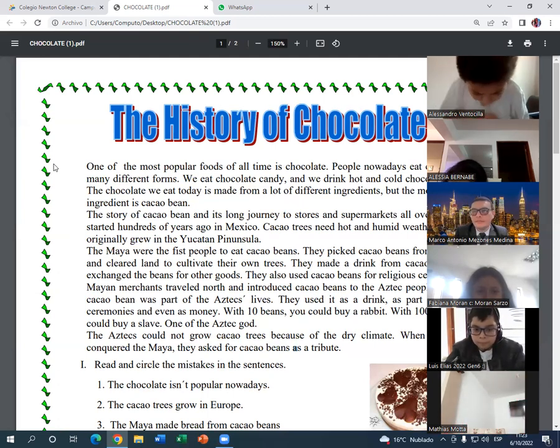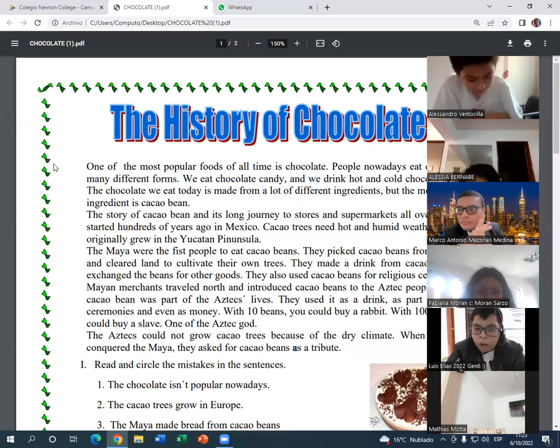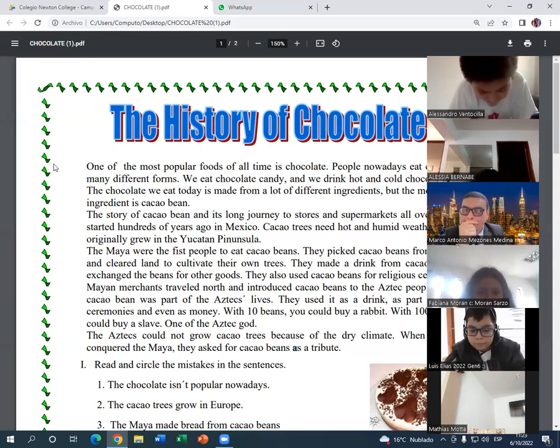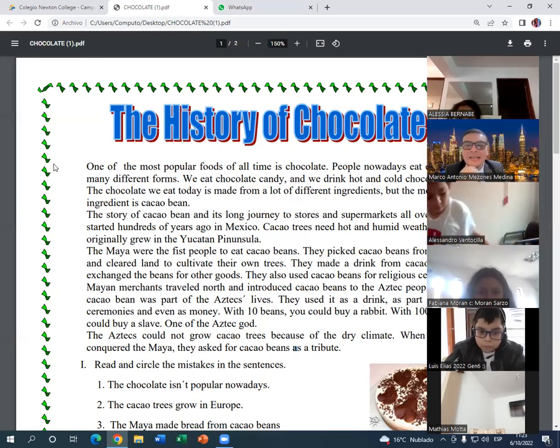With 10 beans, you could buy a rabbit. With 100 beans, you could buy a slave, one of the Aztec gods. The Aztec could not grow cacao trees because of the dry climate. When the Aztecs conquered the Maya, they asked for cacao beans as a tribute. Ok, genial, genial. Alesia, Bernabé.